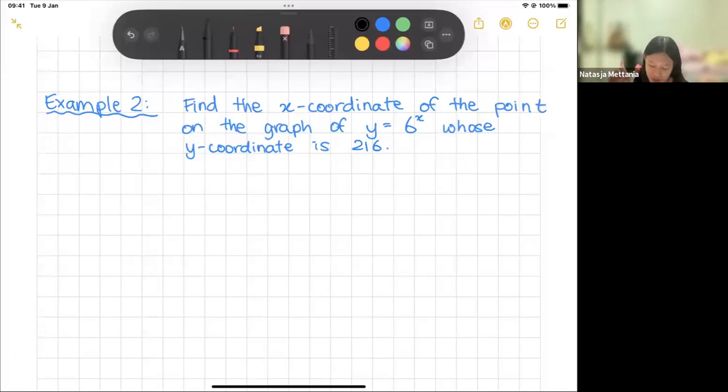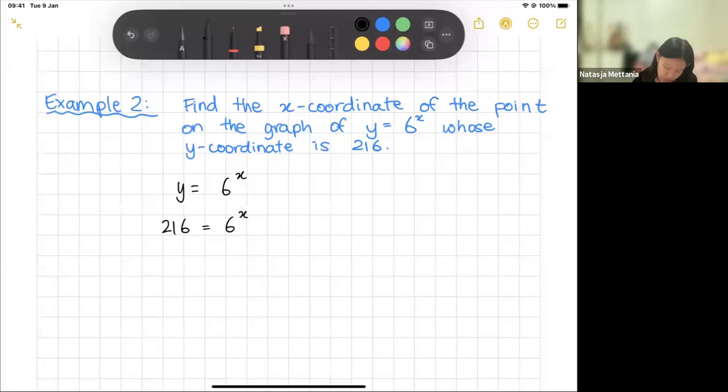Hopefully it makes sense. First things first, anytime I come across a y coordinate, I'm going to substitute that into my equation. My equation here is y equals 6 to the power of x. So I'm now going to put in 216 and replace it for y. It should look something like this: 216 equals 6 to the power of x. What I'm going to do now is trial and error.